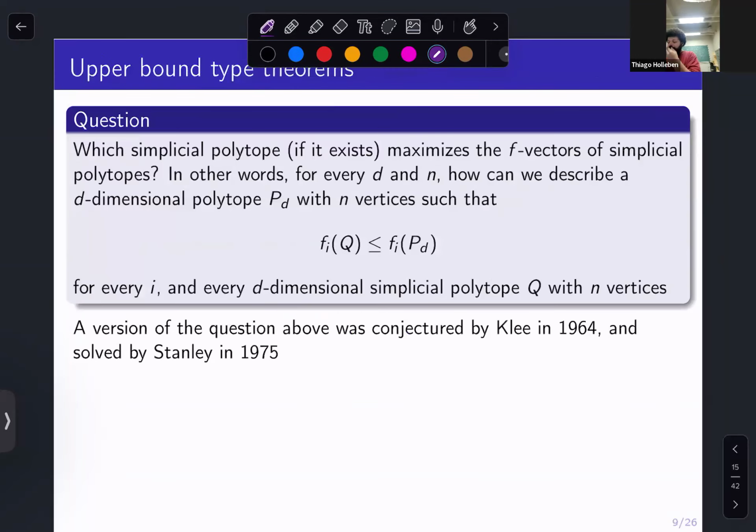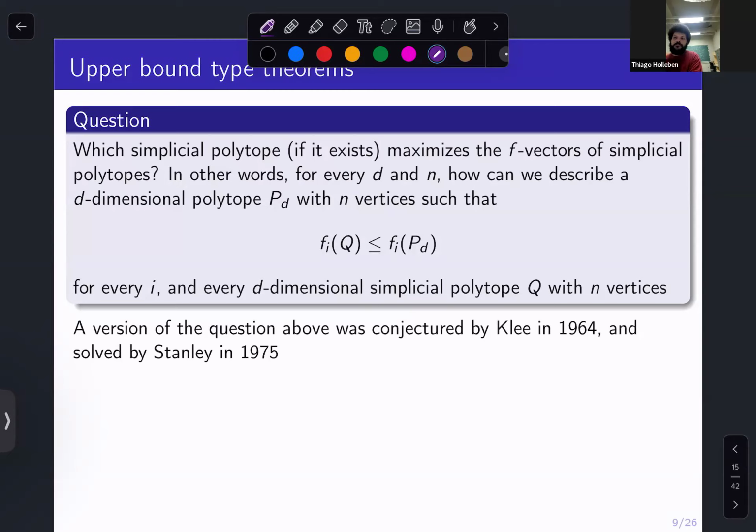Now, the reason I'm talking about this and mentioned spheres is because I wanted to talk about the upper bound theorem, or at least a version of it, because it motivates the problem in a nice way.